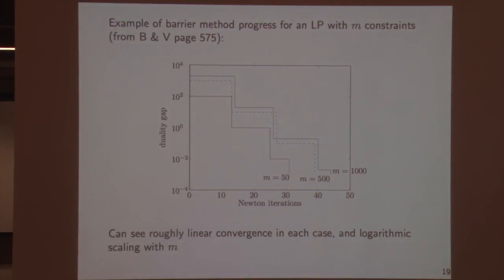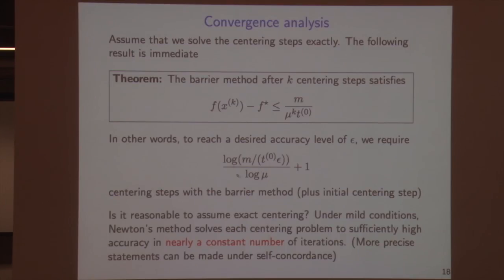So here's an example of the progress for the barrier method for linear programming with the same number of constraints, with a growing number of constraints. We're trying to see how the convergence of the barrier method depends on the number of constraints. From this bound, we see it should depend logarithmically on m, but this wasn't in the number of Newton iterations. This was the number of outer iterations.